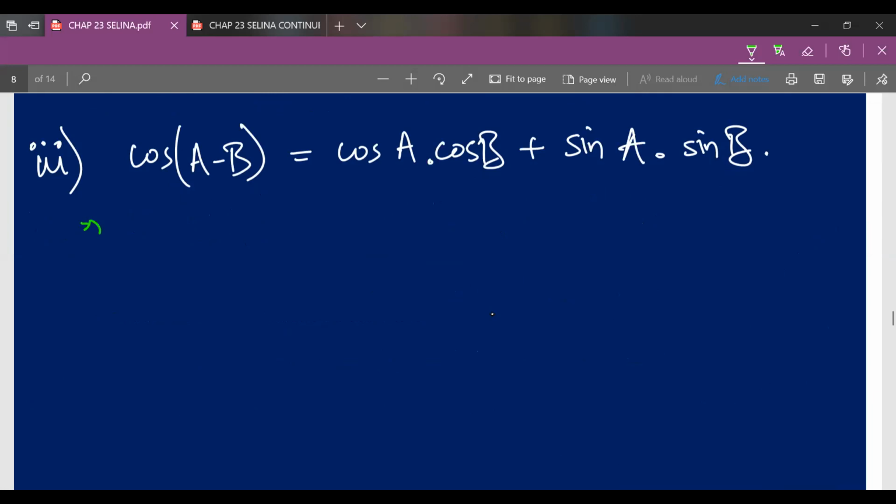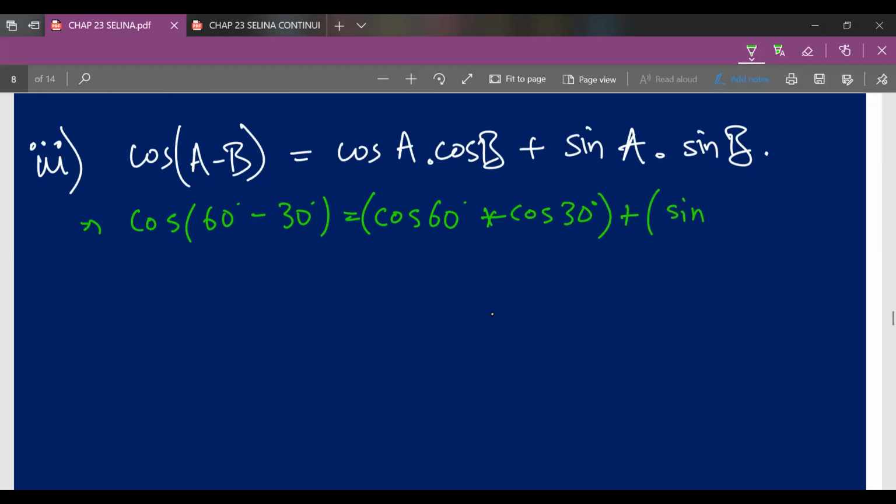So cos A minus B will be cos A, that will be 60 degree, minus B, that is 30 degree, is equal to cos A, which will be cos 60 degree, and I'll write this in brackets, into cos B, which will be cos 30 degree, plus sin A, which will be sin 60 degree, into sin 30 degree.